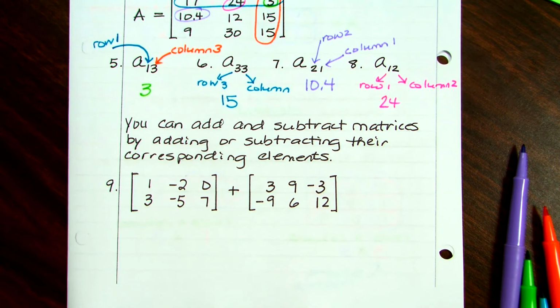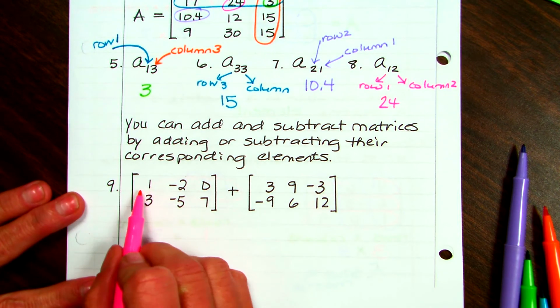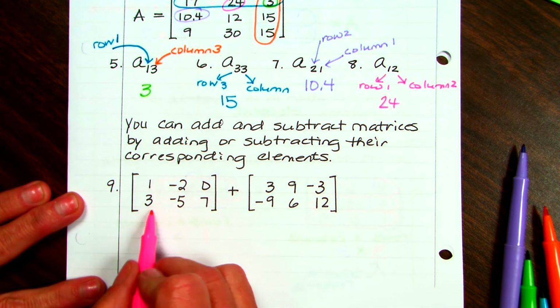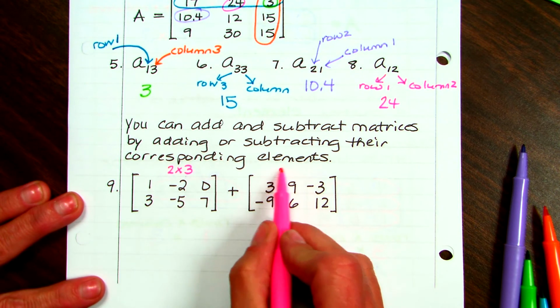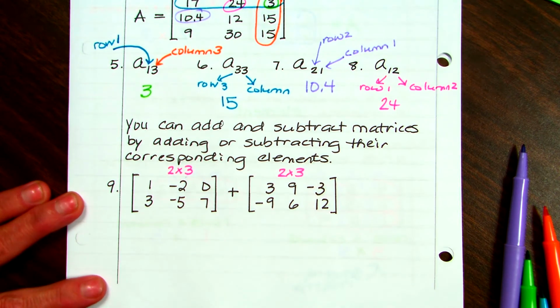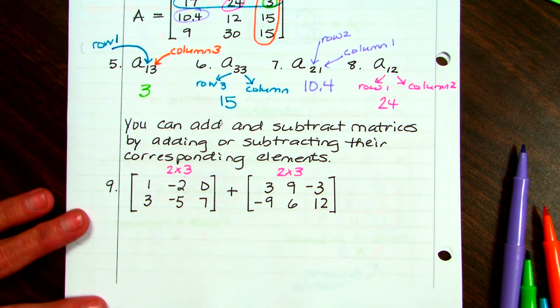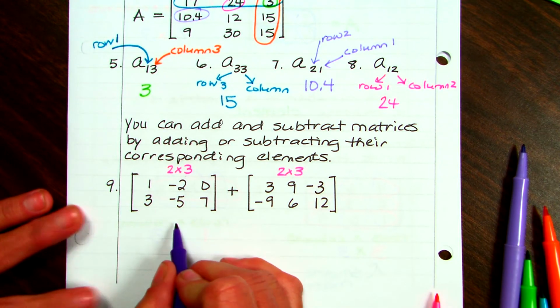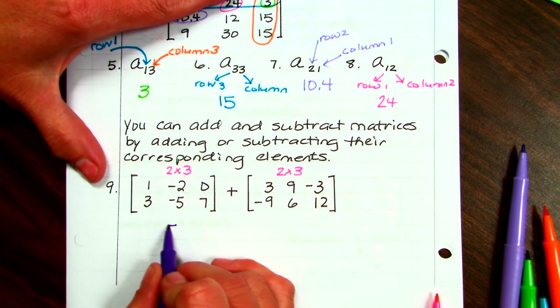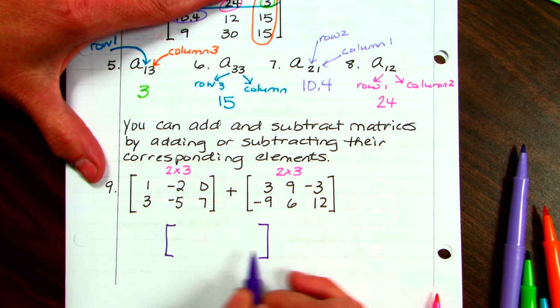All right, you can also add and subtract matrices. It's pretty easy. They do have to be the same size. So if I check the dimensions, this is a 1, 2, 1, 2, 3. That's a 2 by 3. This is also a 2 by 3. You can easily look at them and tell that they're the same size. So to add matrices, you simply add or subtract, depending on if you're adding or subtracting, their corresponding elements.